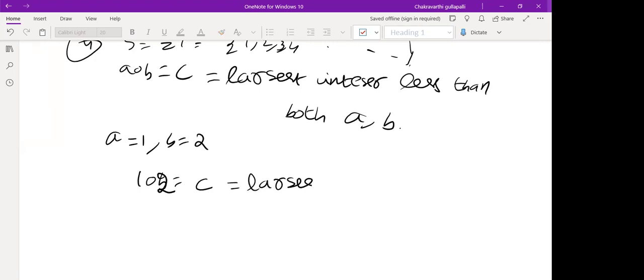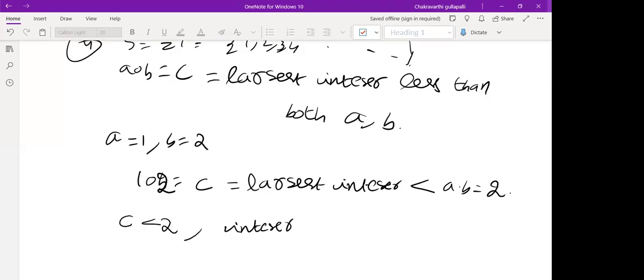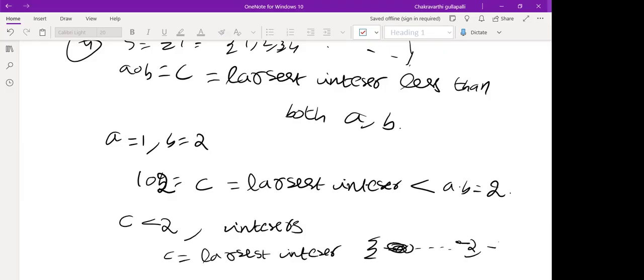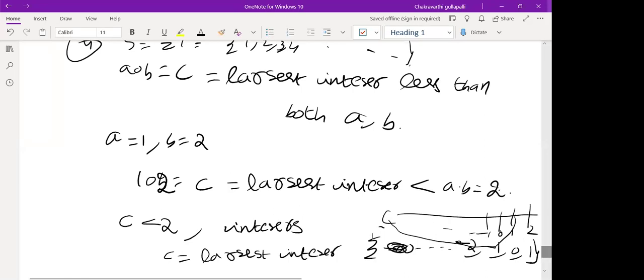So the largest integer less than the product of A and B. What is the product of A and B? It is 2. Less than 2, what are all the integers? C is the largest integer less than 2. You can take integers from minus infinity up to 1: 1, 0, minus 1 and so on. Less than 2 means all these integers will come. These are all the integers less than 2. Among them we want the largest. What is the largest? One. Largest is 1.